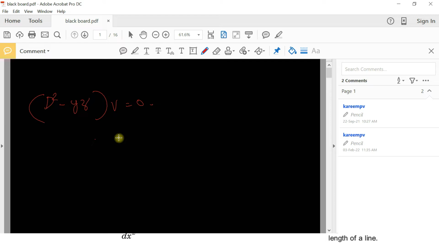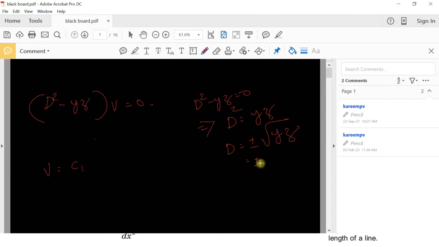and its solution will be easily obtained if you find the solution for the characteristic equation D squared minus YZ equal to 0, which gives D squared equal to YZ, or D equal to plus or minus root of YZ. So its solution is of the form V equal to c1 e raised to mx plus c2 e raised to minus mx, where m is plus or minus.